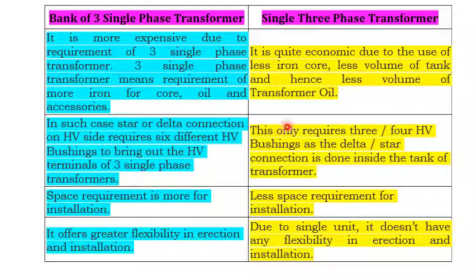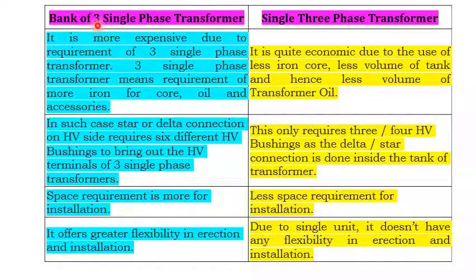If we go for the single 3 phase transformer, this only requires 3 or 4 HV bushings: 4 in case of star connection, 3 in case of delta connection, as the delta star connection is done inside the tank of the transformer. In the bank, more terminals are required, that is 6 terminals. If 6 terminals are required, obviously 6 bushings are needed. Here only 3 or 4 terminals are required, so the requirement of bushings is lesser.